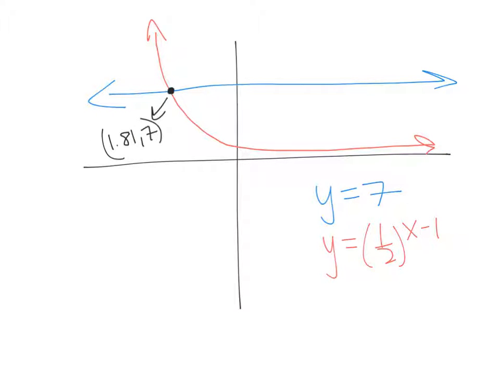Now that we've done that one, my next question is, when are my y values of my exponential function greater than my y values of my linear function? If I look at my graph, you're going to see that all of these y values of my exponential function are greater than the y values of my linear function. So x at that time will be less than negative 1.81.